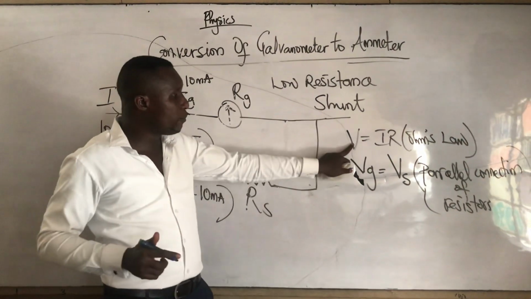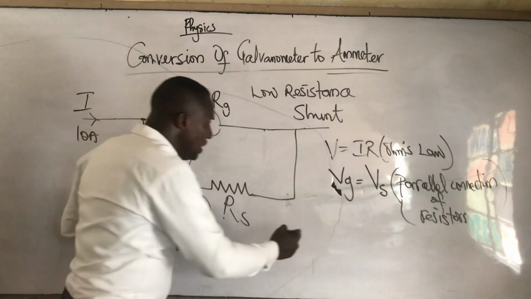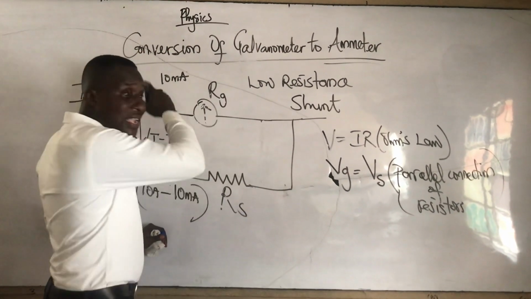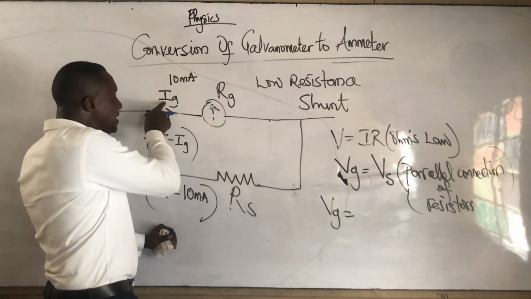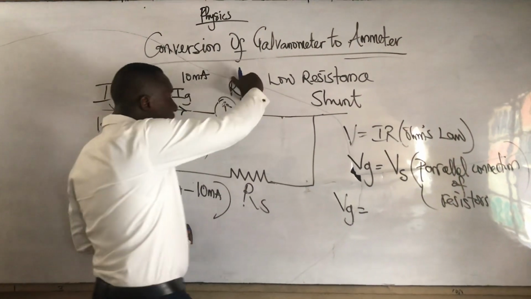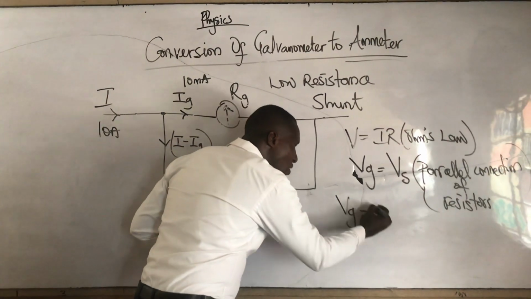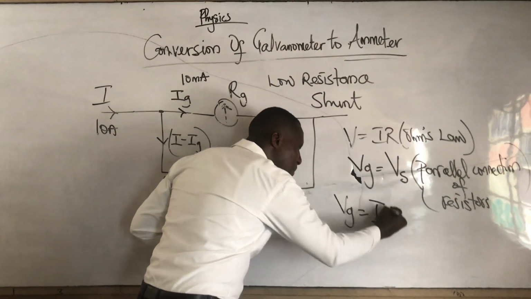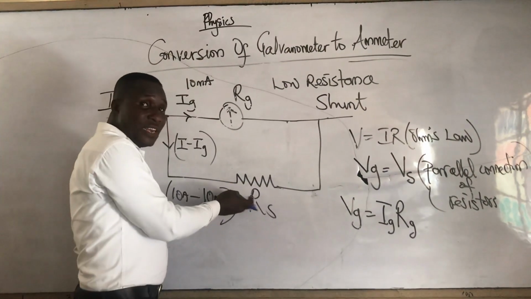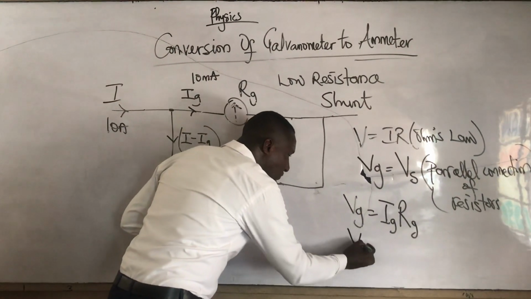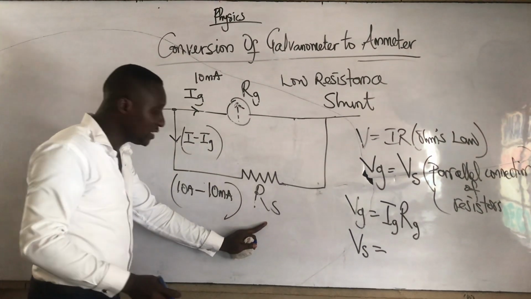And from Ohm's law, we have potential difference equal to current times resistance. I can simply say the potential difference of the galvanometer equals the potential difference of the shunt. Since this is the current that flows through the galvanometer and this is the resistance of the galvanometer, the potential difference of the galvanometer is the current of the galvanometer multiplied by the resistance of the galvanometer. While the potential difference of the shunt will be the current that flows through the shunt multiplied by the resistance of the shunt.